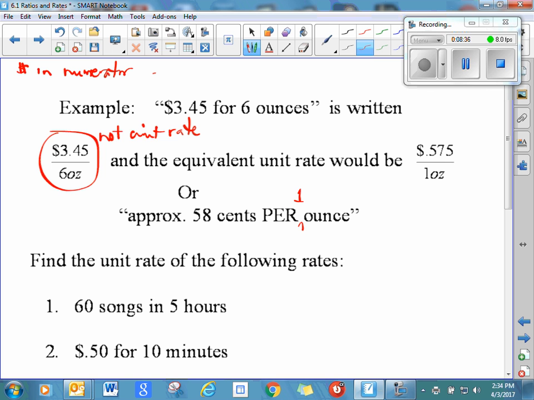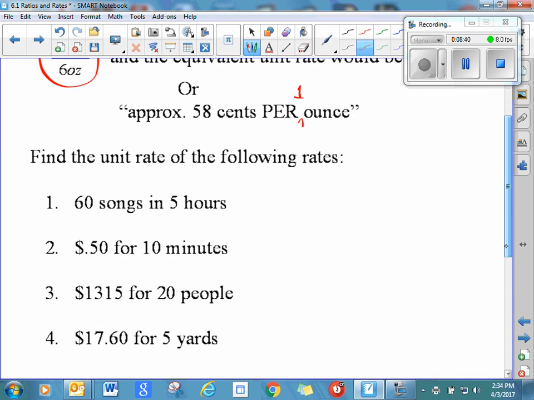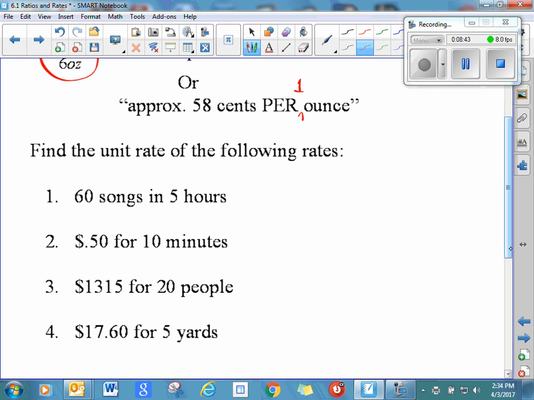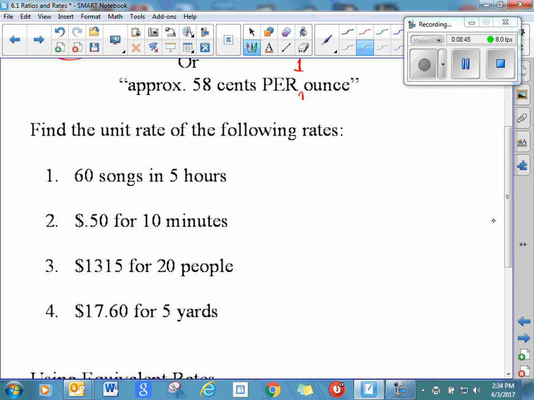And that means per the ghostly 1 ounce. But we don't say 1. It's like the ghostly 1. We leave it out. So I want you to get a calculator. Pause the video now if you don't have a calculator, and I want you to go figure out the unit rates for me.